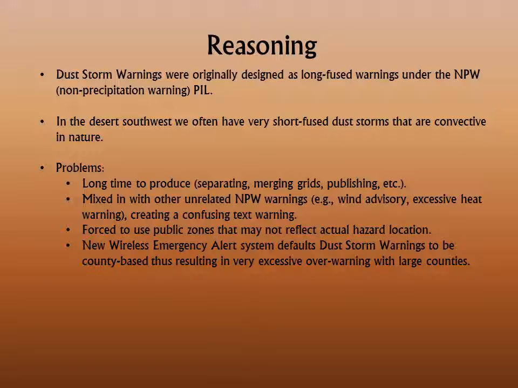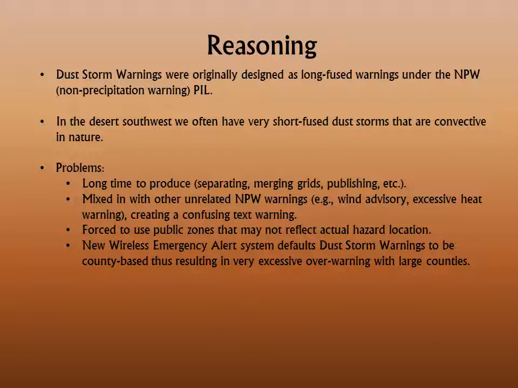In addition, GHG uses public zones for specifying the geographic extent of the warning. Convective dust storms can form in different locations and move in ways inconsistent with these zone boundaries.